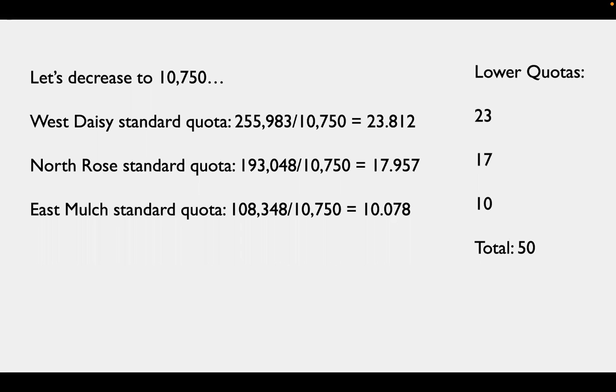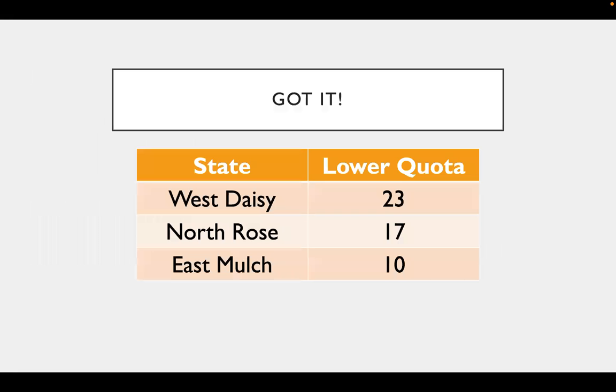So as soon as I hit 50, I can say whoop, whoop, and I have my lower quotas, which are now the number of representatives for each state. 23 for West Daisy, 17 for North Rose, and 10 for East Mulch, using Jefferson's method.